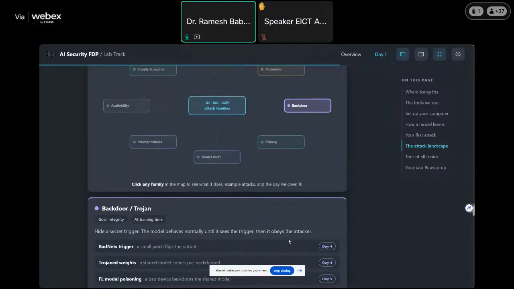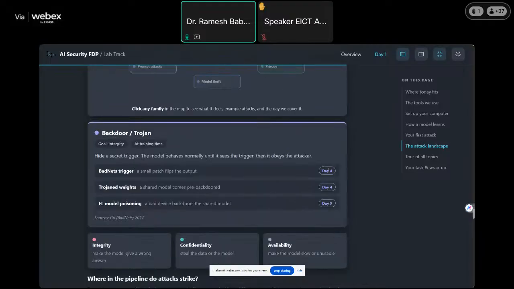Then we have the backdoor component, which is also part of day 4 and day 5. Here we are going to discuss three types of attacks, the first being BadNet trigger. It is a landmark attack, and you will find it in a lot of academic works. It basically introduces a small patch in the input image. It can be a centralized patch or a decentralized patch, distributed across the entire image. What this patch does is manipulate your model into misclassifying the output.